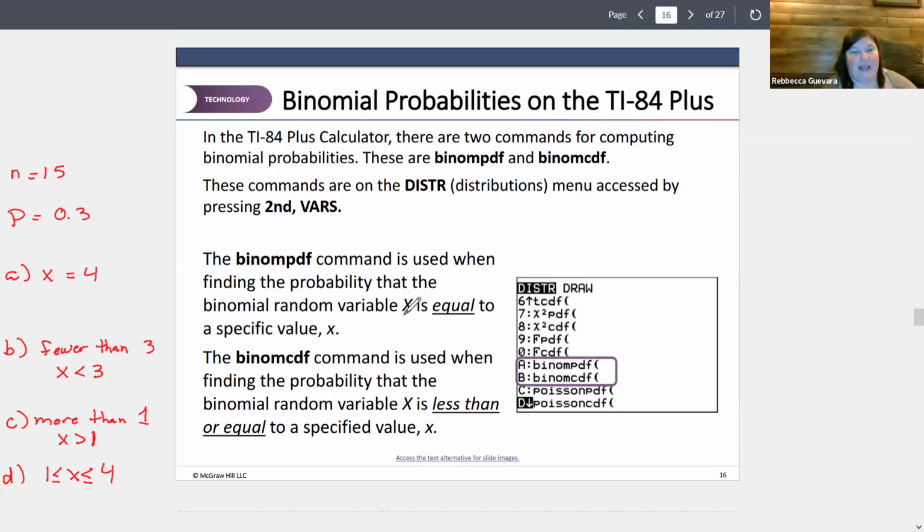So this is if x is exactly equal to some number. So this would be like x is exactly 3. Binom CDF, this one's used if we're looking at x is less than or equal to a number. So this would be x is less than or equal to 3. So we're going to have two different ones that we're going to look at here.